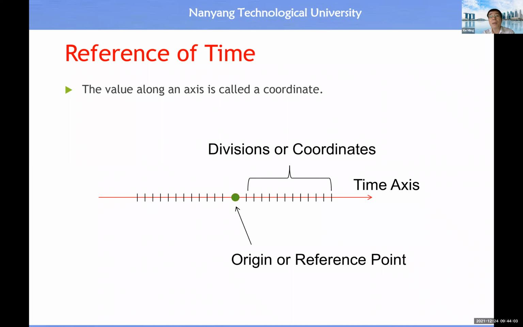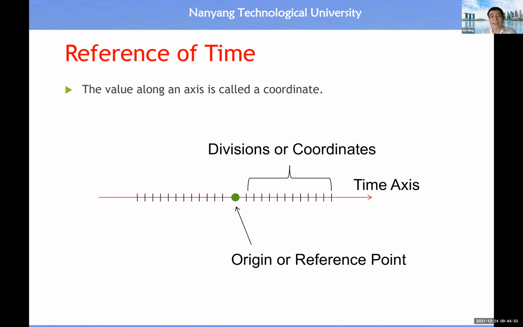So measurement by comparison, then we need to have a reference value for the physical quantity, such as a reference for time, reference for space, reference for weight, reference for length, etc. All right, then we do the comparison. For reference of time, we have an international reference. Okay, so time is a single variable. So we have a single axis to represent the reference for time.